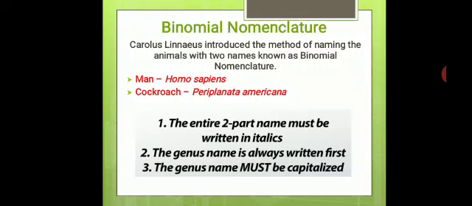Is it clear, children? So here another two rules are given. The entire name must be written in italics only. The genus name is always written first, and the genus name must be capitalized. Is it clear, children? And the scientific name of cockroach is what? Periplaneta americana. Is it clear, children? So for binomial nomenclature, you have to follow the rules. First the genus name should come, starting with a capital letter, followed by the species name, starting with a small letter, and the entire name should be written in italics.